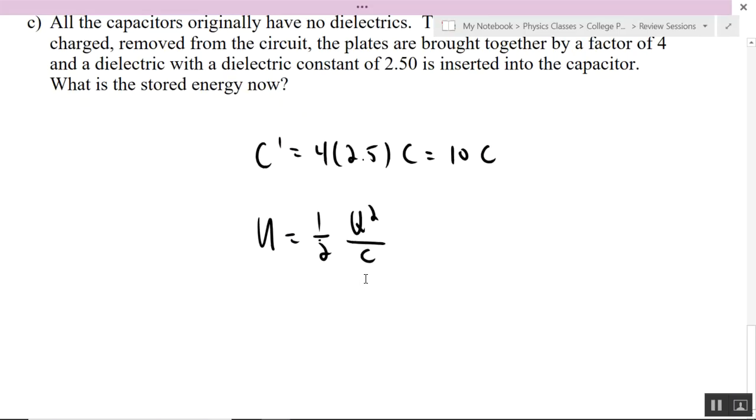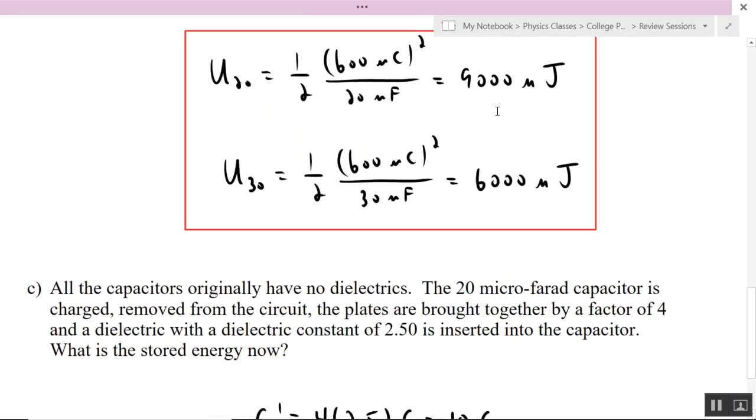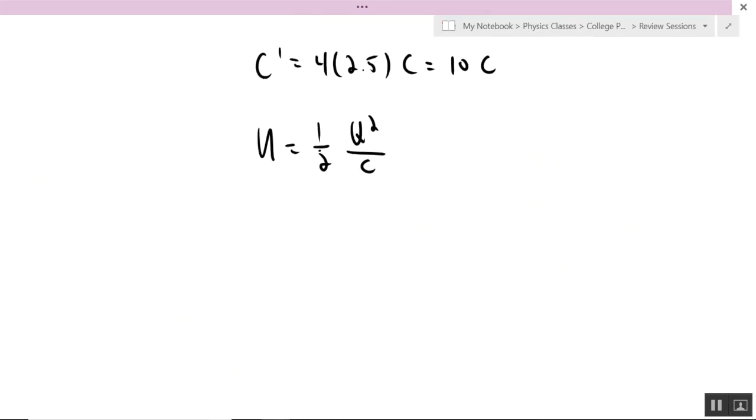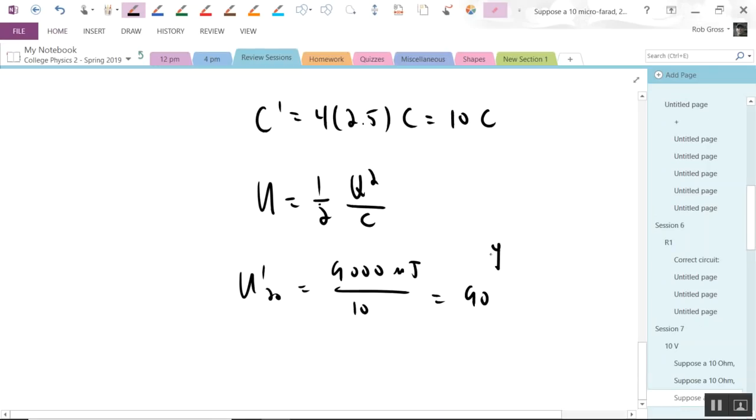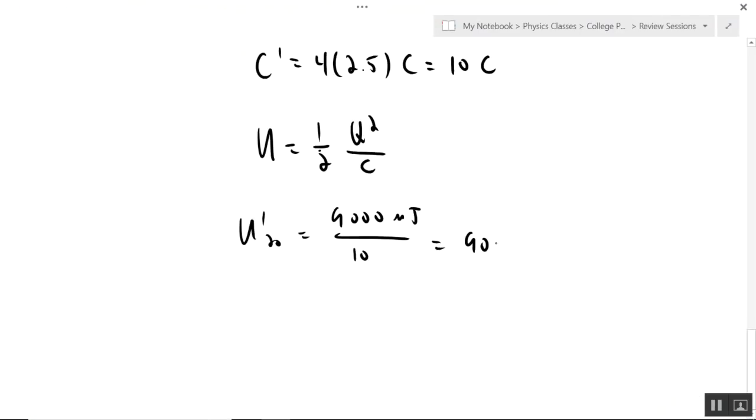It means U and C are inversely related to one another, correct? So if you make the C 10 times bigger, the U is 10 times smaller than originally was, right? So originally the U is 9,000, but now it's 10 times smaller than that, right? Because the capacitance went up by 10. So the U prime now would be 9,000 divided by 10. And that's it. It's 900. Okay, so it's 900 microjoules.